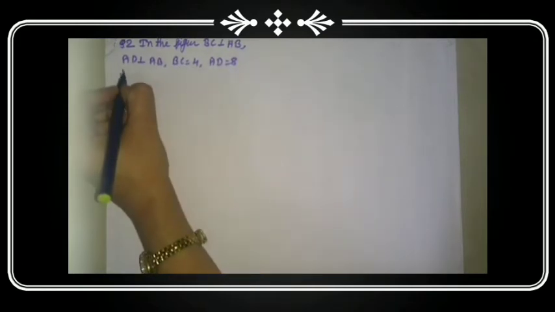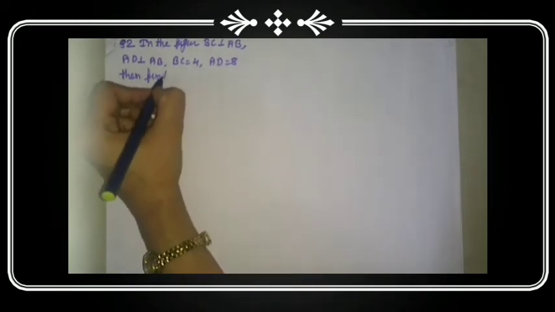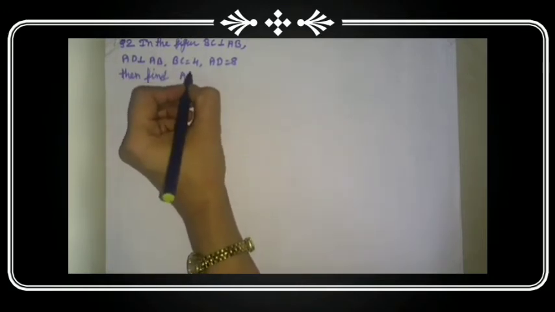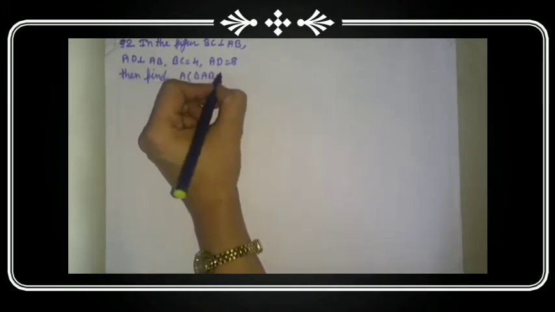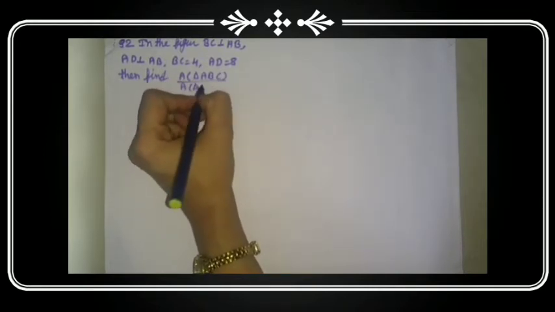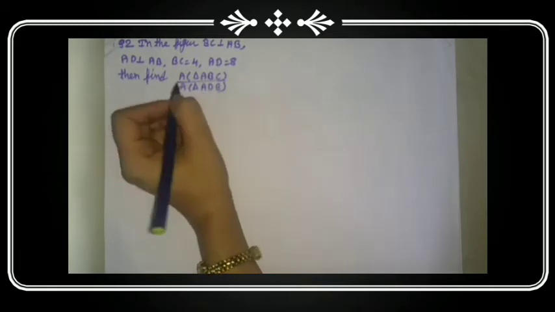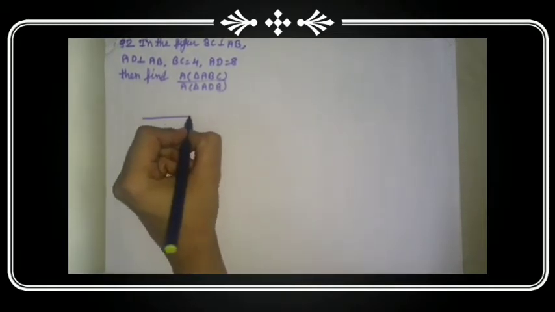Question number 2. In the adjoining figure, BC is perpendicular to AB, AD is perpendicular to AB, BC equals 4, AD equals 8. Then find the area of triangle ABC divided by the area of triangle ADB. Figure.